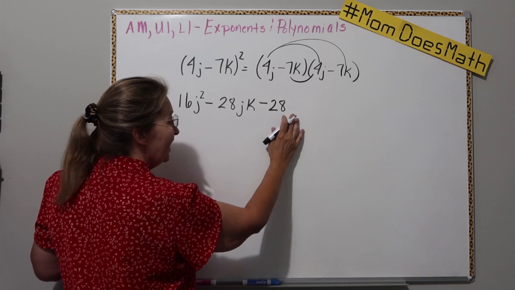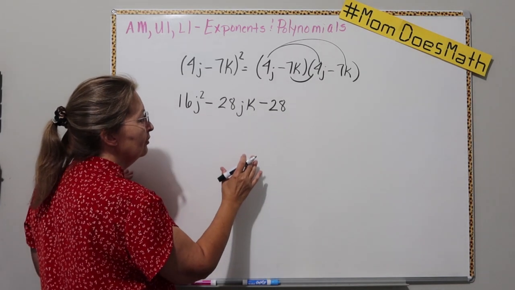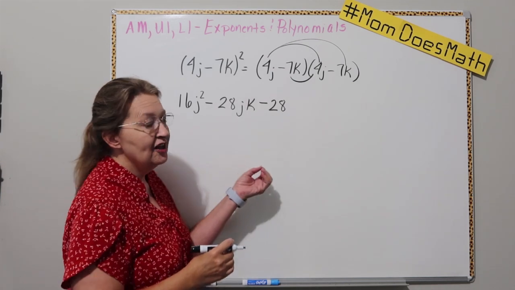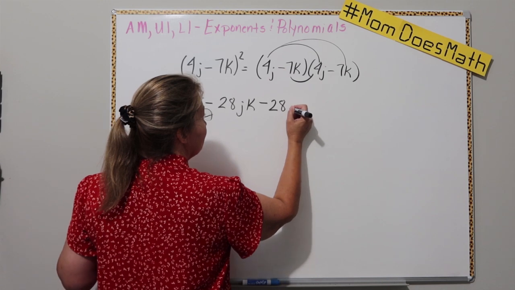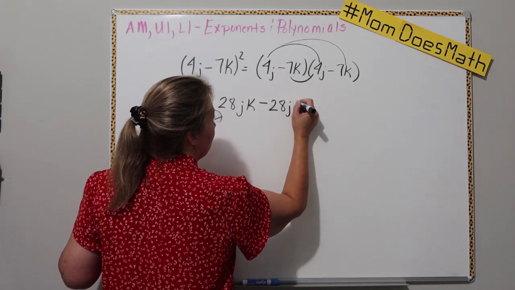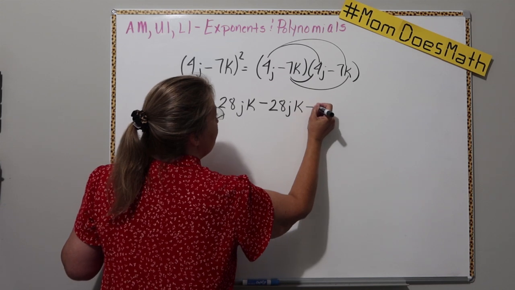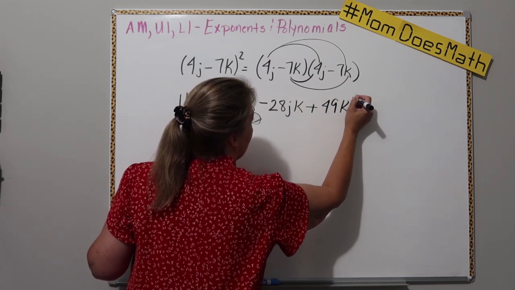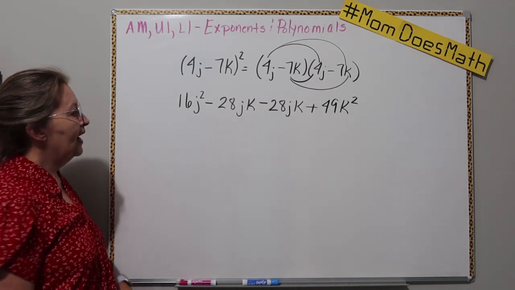Now, you could put kj, but I like to keep my letters in alphabetical order. That way it's easier to combine terms. And remember, multiplication is commutative, so jk is the same thing as kj. So I'm just going to write it like that. And then negative 7 times negative 7 is positive 49 k squared.